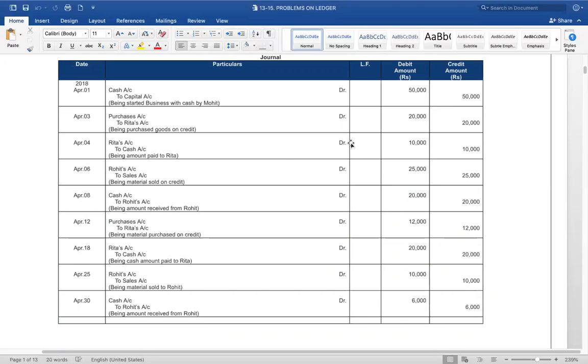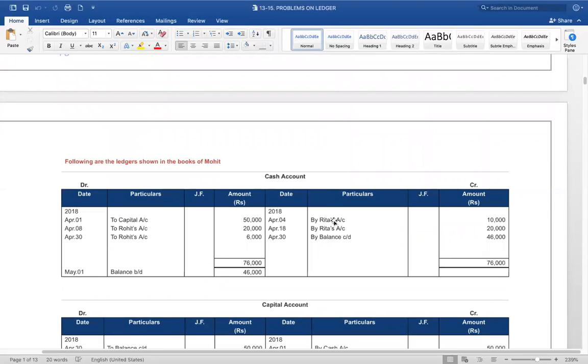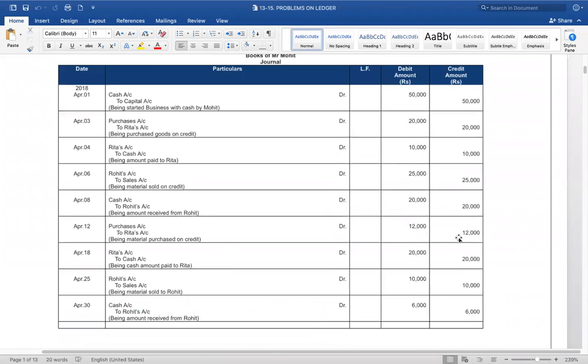Reader's account debit to cash account 10,000. So cash account is credited. Cash account is credited with reader's account by writing by reader's account 10,000. The entry is like this: reader's account debit to cash account. In cash account, it is credited. The journal entry is reader's account debit to cash account. In cash account, it is credited by reader account 10,000. Right? Now, let's come to the next.